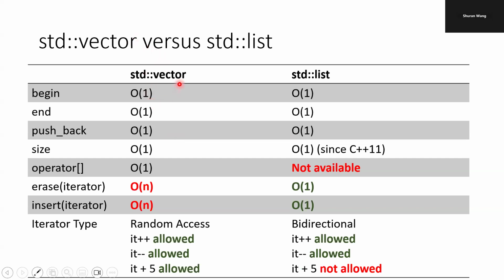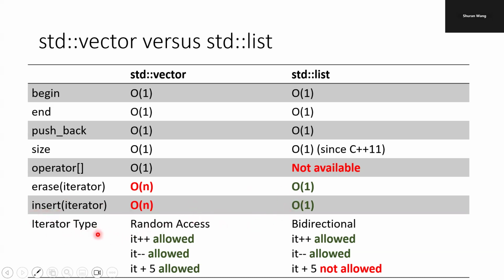So this is a comparison with vectors. Getting the begin, end, and push_back and size are all O(1) time. Operator square bracket is not available for list. Erase and insert, vectors take O(n) and list takes O(1). This is with an iterator, so erase and insert to somewhere inside the vector or list.